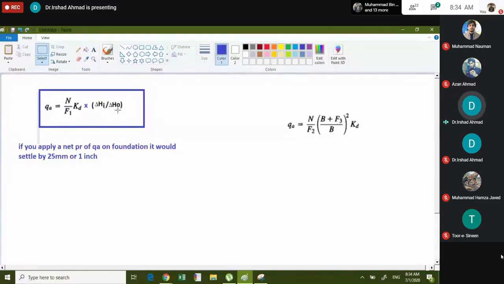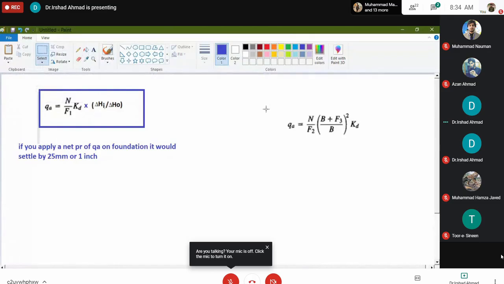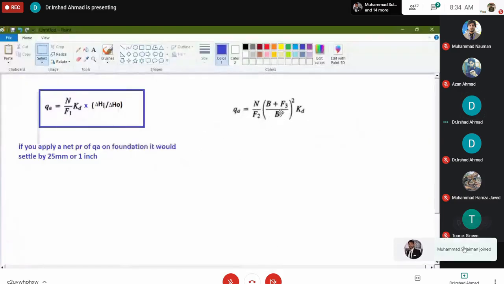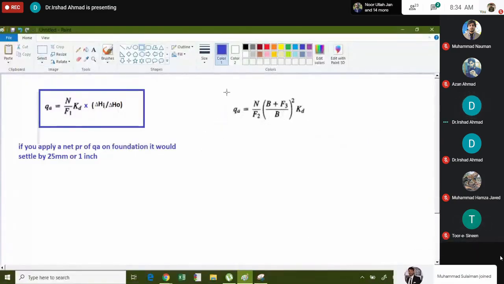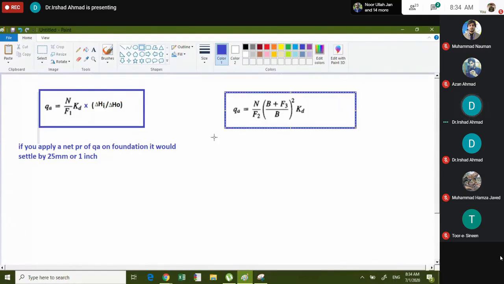This is equation number 1. In some other condition, you may need to apply equation number 2. This is equation number 2. Again, to generalize the case, you would multiply this equation with this factor. So you have these two equations and you can use them to find immediate settlement.